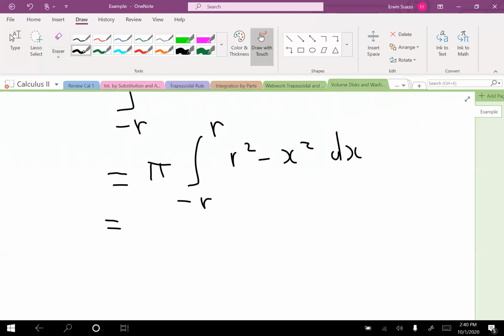So there'll be pi, and then what is the antiderivative of r squared? R cubed over 3. Just the r squared. So, the next one, what is the antiderivative of x squared? X cubed divided by 3, right? But r squared is a constant, right? So what is the antiderivative of a constant?